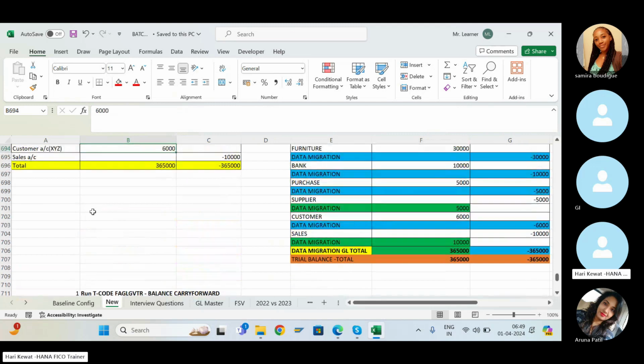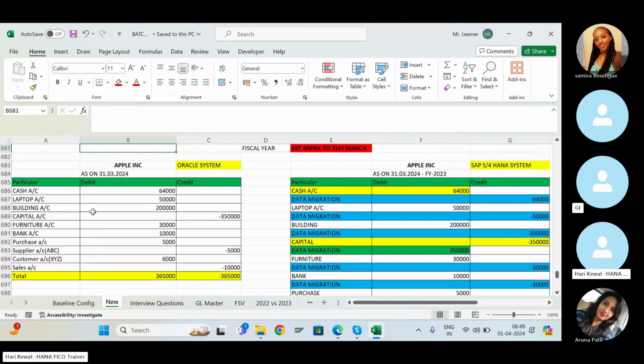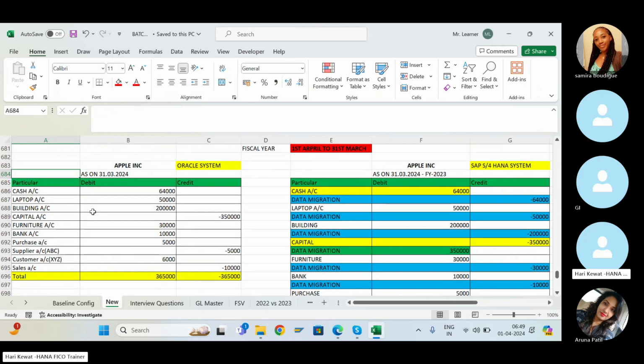But overall, did you understand or not? That is the question here. Yes, sir, now understood. You got the concept, right? How data migration happens. And in the legacy system, the amount after data migration should be zero, right, sir?